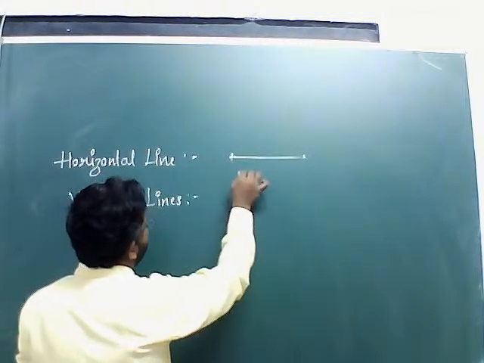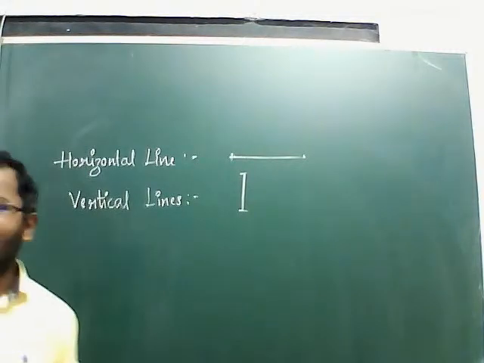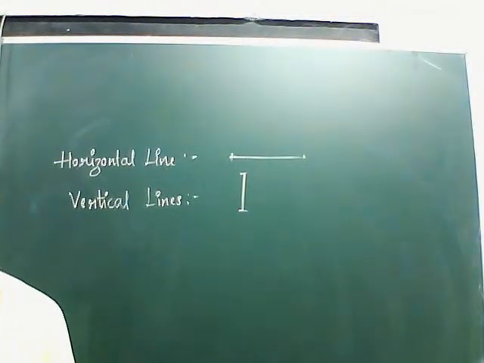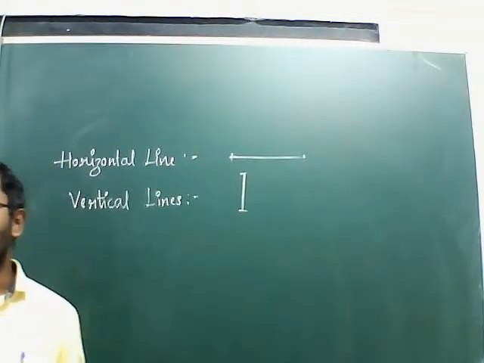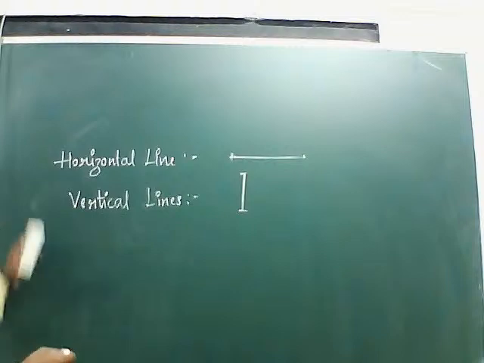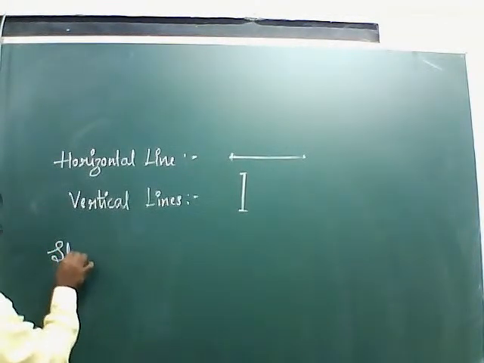Vertical line means a standing line. And next, sir, do you have to write or not? If you want to write it, otherwise I will be sending the notes, photos of this textbook. From there you can write the notes. Horizontal line, vertical line. Next, we are learning about slanting line.